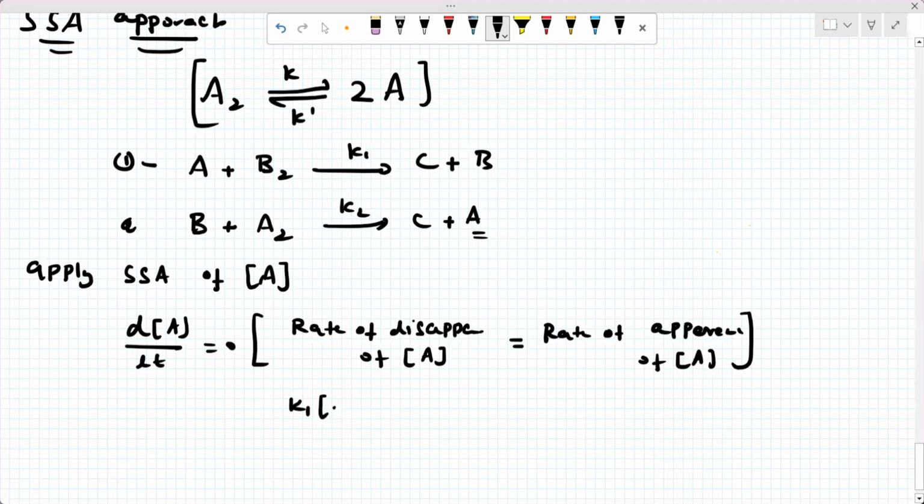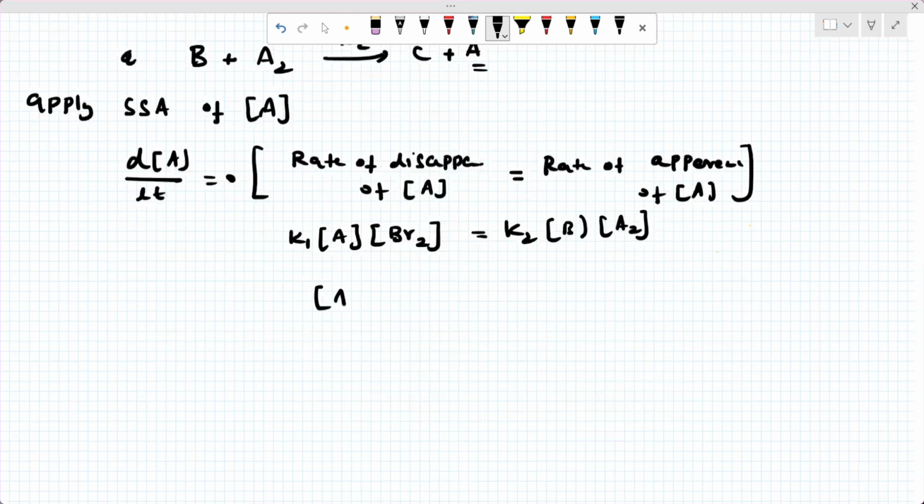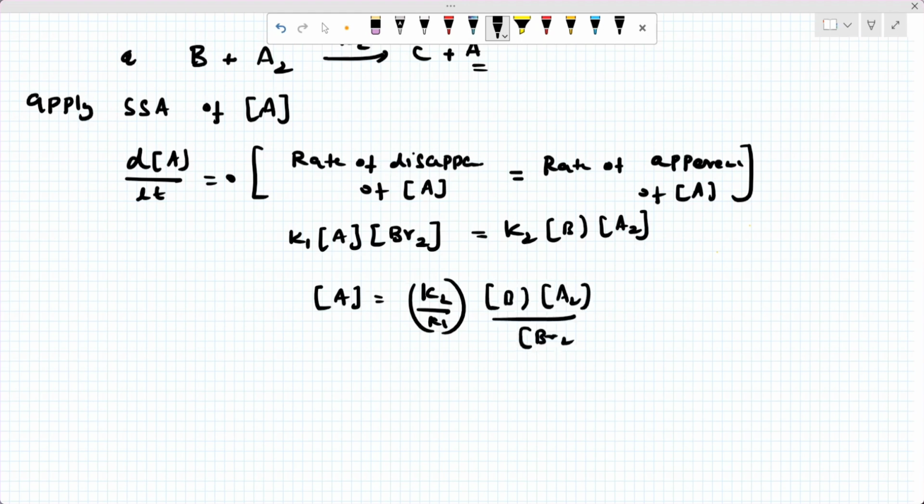K1 into A, and BR2, yes or no? BR2, okay. What is the rate of appearance of A? Then K2 into B by A2. You got the point. Now what is the concentration of A? You can find it out now. Therefore, what is the concentration of A? Nothing but K2 by K1 into B into A2 by BR2. We found it, that's all.